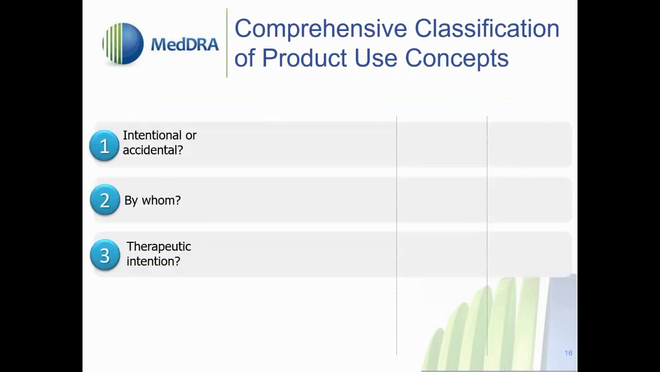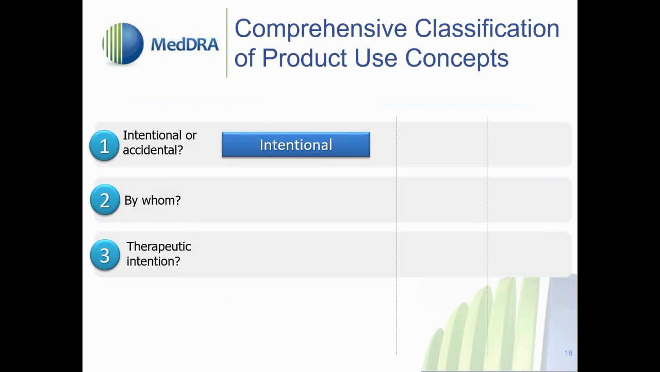The following chart can be used to classify medication errors and other product use issues. It visualizes the decision-making process. Here are the 3 core questions that you will have to ask yourself. Did the incident occur intentionally or unintentionally? Who has caused it? Who triggered it? And was it in the context of therapeutic use or for a therapeutic purpose?